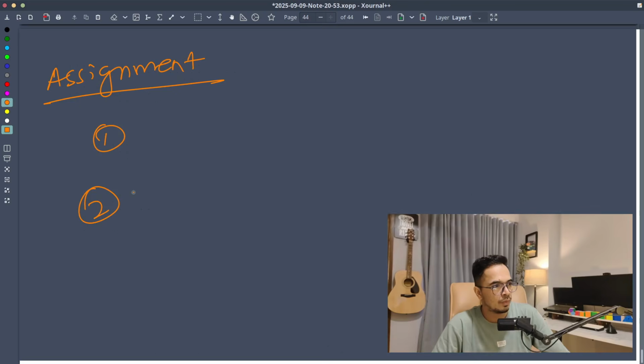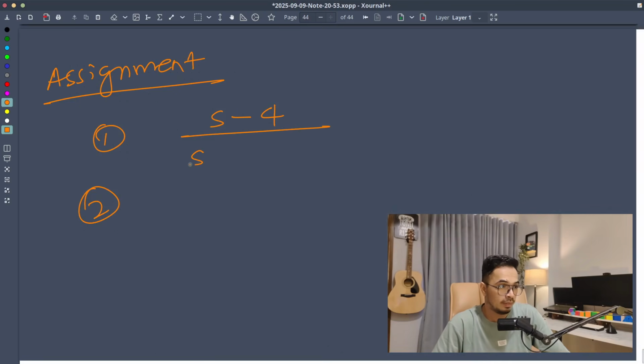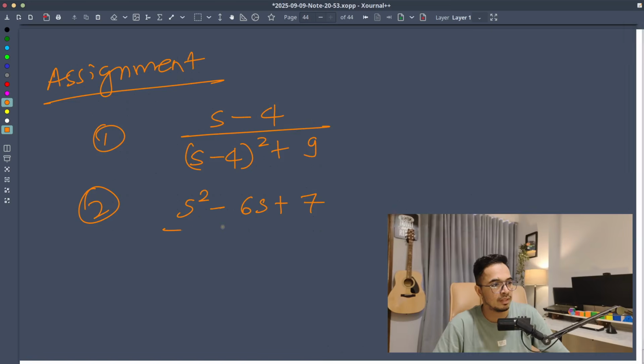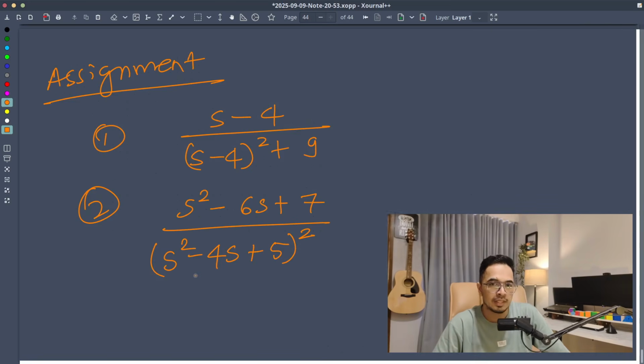So we have s minus 4 divided by s minus 4 square plus 9, a very simple one for you to get some confidence. And then we have s square minus 6s plus 7 divided by s square minus 4s plus 5 square. A little bit tedious, but yes, nothing that you cannot do. You can easily do this, so don't worry.